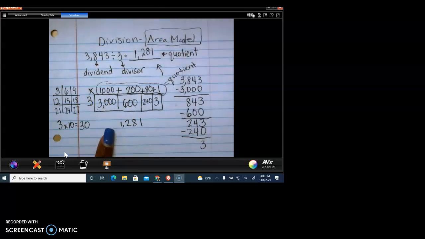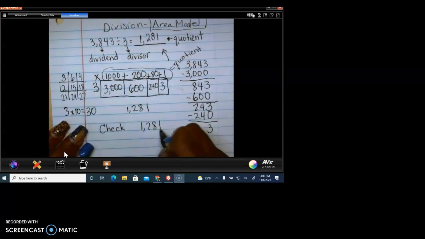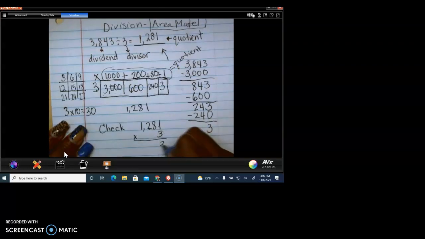Now, just in case you're like, Miss Carrier, I can't believe what just happened before my eyes. We can always use multiplication to check our work. So, 1,281 times 3.